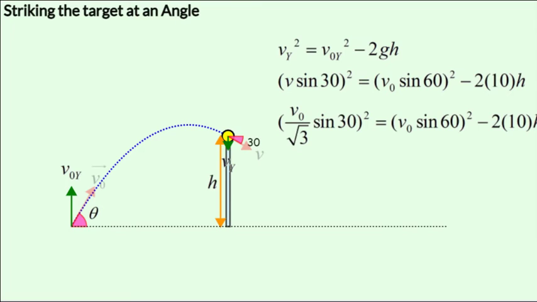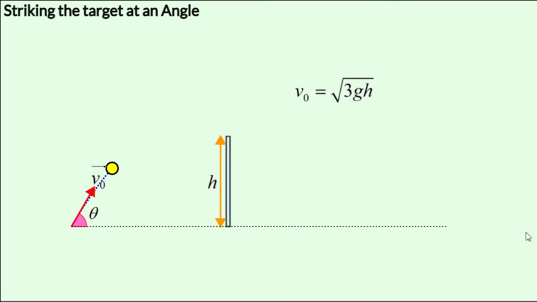Plugging in these values and also substituting for v in terms of v0 from equation 1, we obtain this equation linking v0 with the height h. Now let's simplify this equation. Simplifying, we obtain v0 as the square root of 3gh.